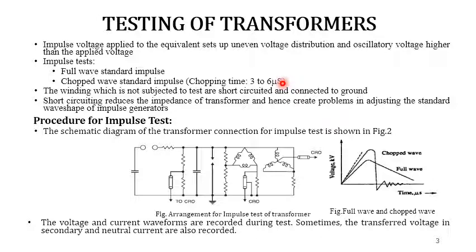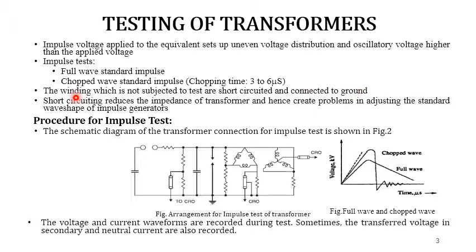So this is to prevent large over voltage being induced in the winding not under the test. So they are short circuited and connected to the ground. So this is the meaning of it. The winding which is not subjected to test is short circuited and connected to ground.